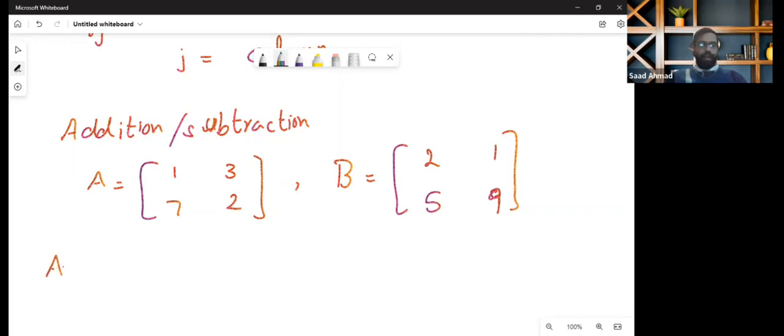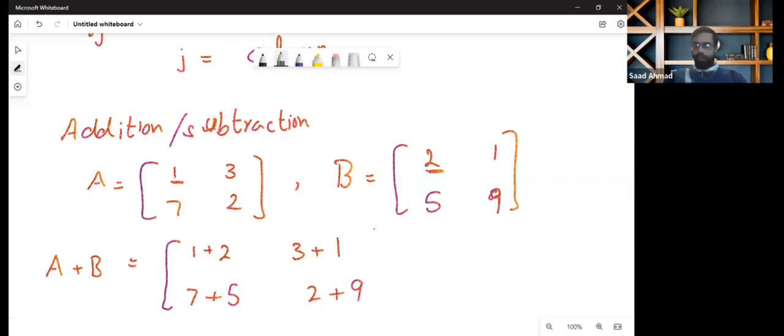So first of all, we can add them, A plus B, right? How do we add them? We add the corresponding entries. So this number will add up with the corresponding entry in this one. So 1 plus 2, 3 plus 1, 3 and 1 will add up. And 7 plus 5, here. And then 2 plus 9.